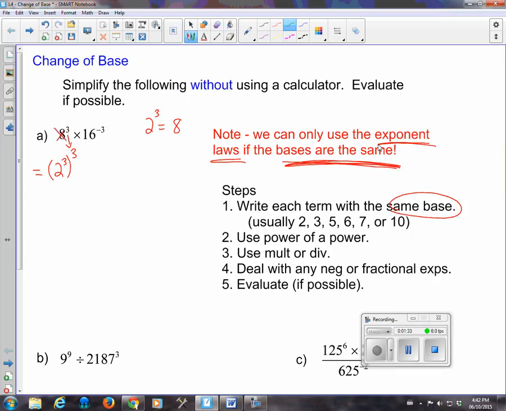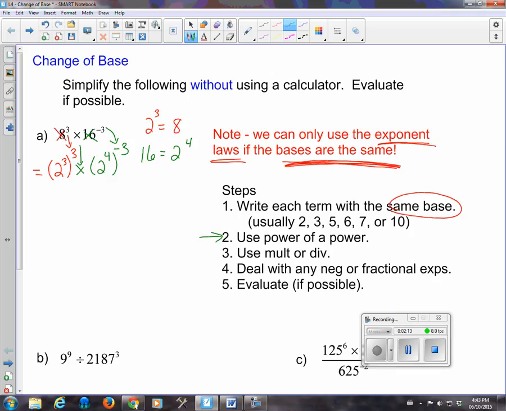I do the same idea with 16. I know that 16 is the same as 2 to the exponent 4, or the answer to 2 to the exponent 4 is 16. So I'm going to take out the 16, keep the question the same, and put 2 to the exponent 4, remembering there was already an exponent of -3 there. So I've changed my question so that it has the same base, but I haven't changed the numeric value.